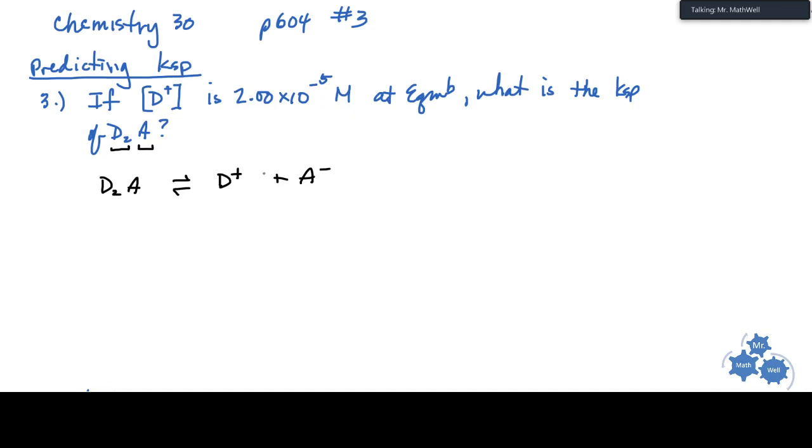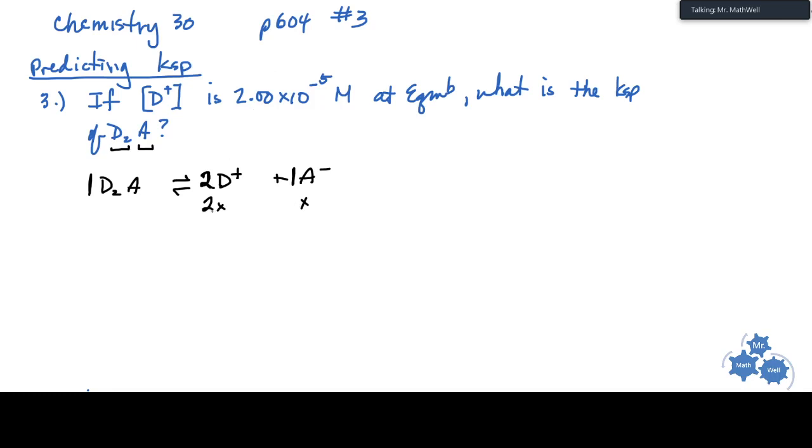If this breaks up, it's an ionic compound, it breaks up. So we've got D+ as mentioned there. Now, notice that in order for this to be balanced, I have to have a 2 in front of the D+, right? So that means that there's twice as much D as there is A, you see?